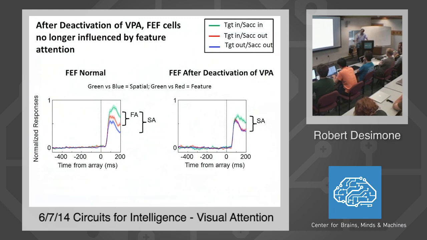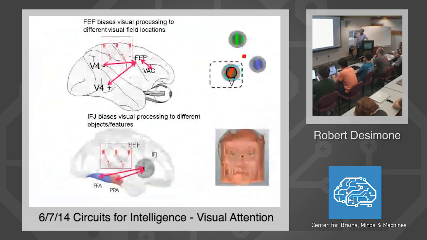And so this to us would be the evidence that the VPA is supplying that information to the frontal eye fields about what it is you're looking for and where it is in the array. And that's the information that the frontal eye field cells use to direct your eyes to that stimulus. Does that make sense?